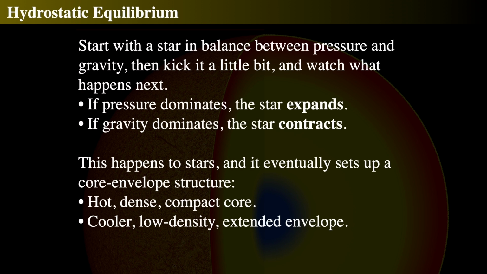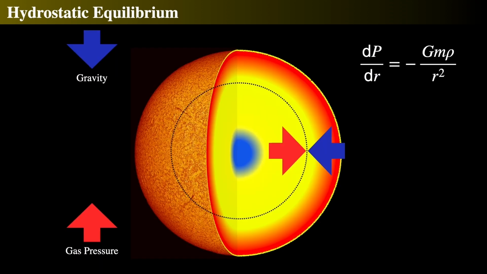And eventually, as it oscillates between pressure pushing out and gravity pulling in, it settles down. And when it settles down, you get a setup where the core is very, very hot and very dense and really compact, surrounded by a much cooler, much lower density envelope around the core. And that's what you get after a relatively long period of time, where the hydrostatic equilibrium is established inside a star. So let's look at that really carefully, and we'll see it one more time just for fun.